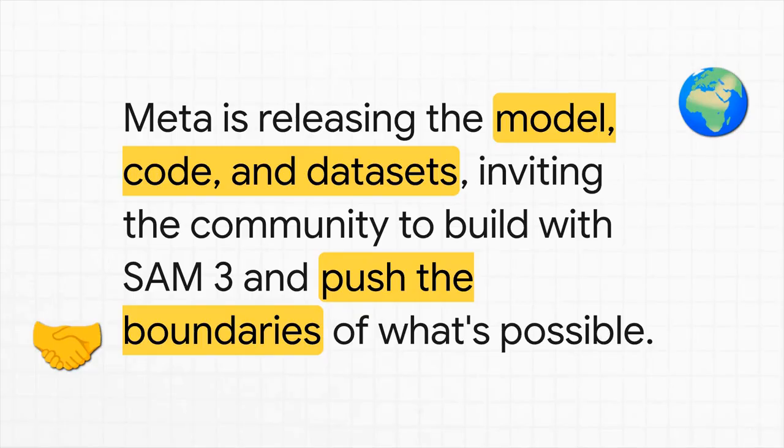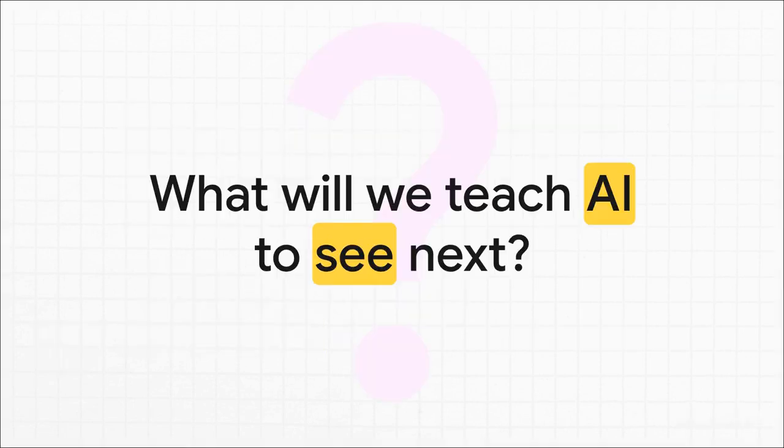So at the end of the day, this is really an open invitation. By releasing the model, the code, and the datasets, Meta is basically asking the entire AI community to join the party to help speed up this research and to push the boundaries of what machine vision can do for all of us. Which leaves us with this final, kind of mind-bending question.